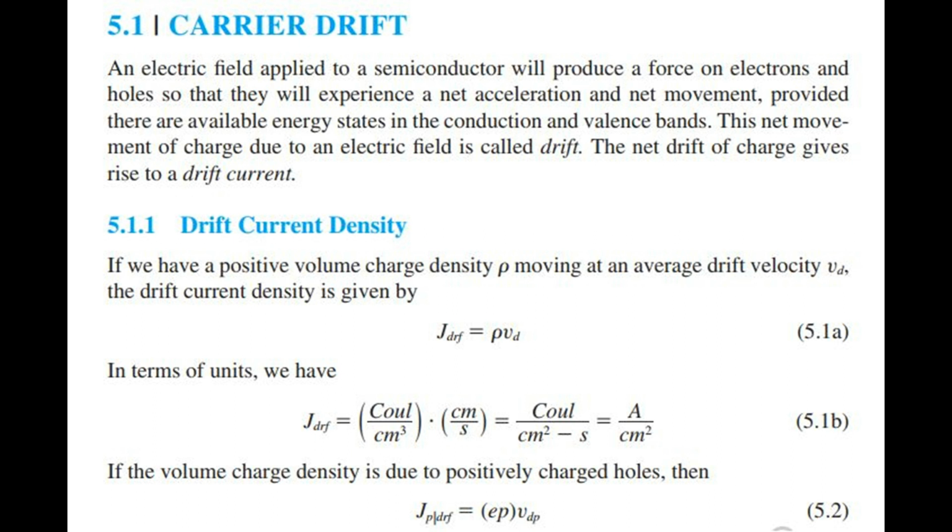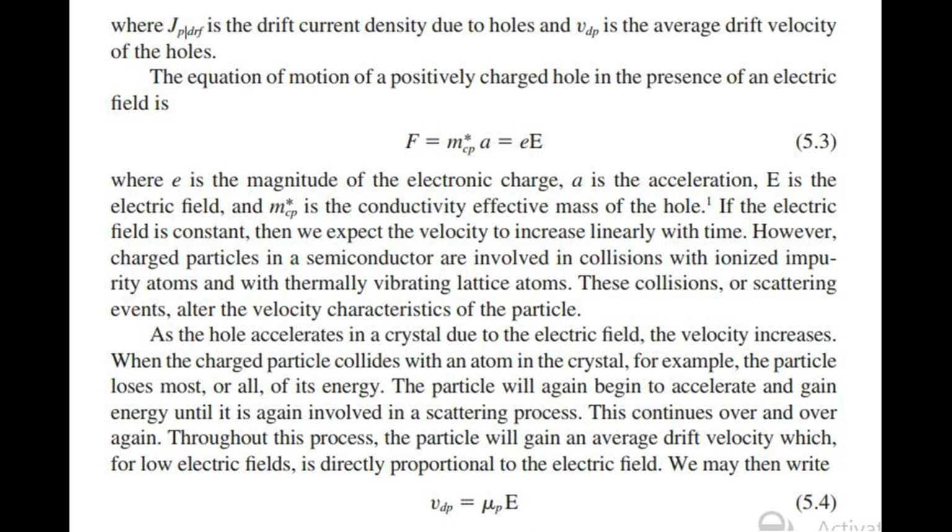Drift current density. If we have a positive volume charge density moving at an average drift velocity Vd, the drift current density is given by the following. In terms of units, we have the following. If the volume charge density is due to positively charged holes, then the drift current density due to holes involves Vdp, the average drift velocity of the holes.